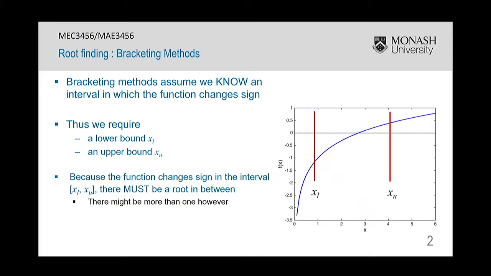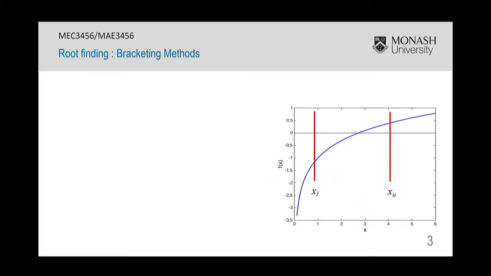It is possible, however, that there might be more than one root. And if there is more than one root, we're not too sure which one we would find. That's a separate problem, however, to the basic idea. So the basic algorithm for bracketing methods is, first of all, we make a guess for the root based on the bounds. I'm not going to describe how we make that guess yet. I'm just trying to explain the basic underlying algorithm.